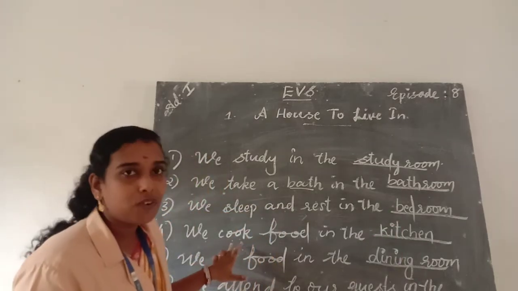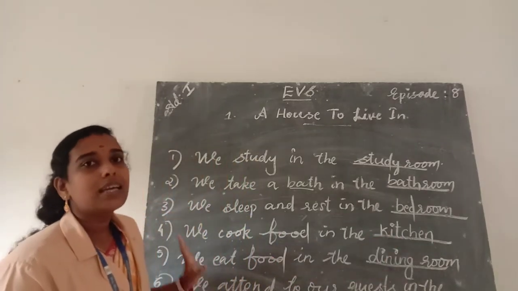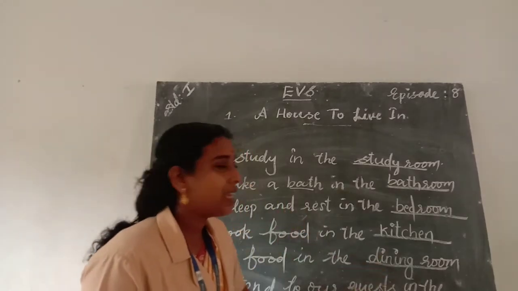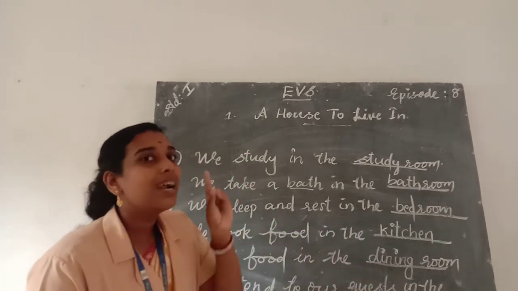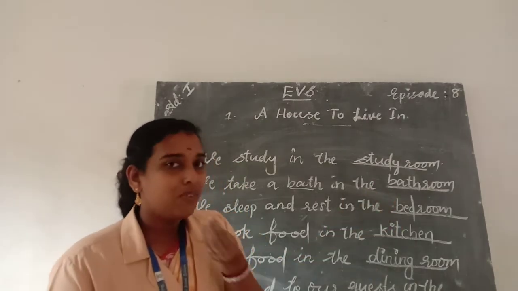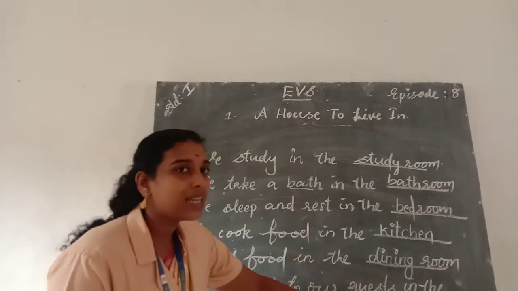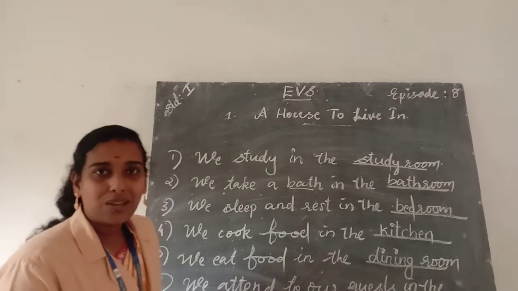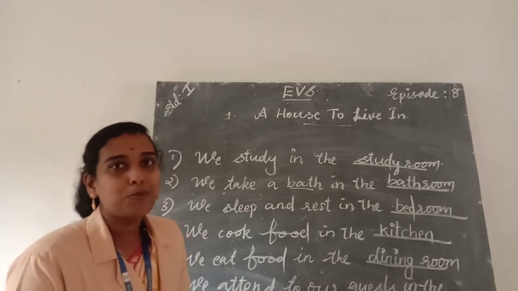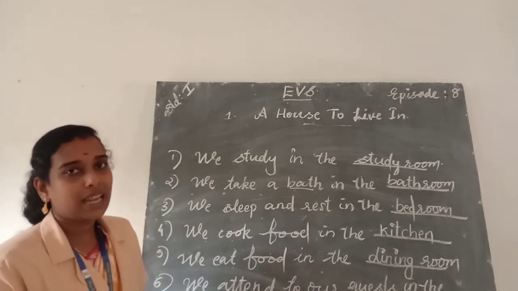And we cook food in the kitchen. And we eat food in the dining room. We attend to our guests in the drawing room. Okay, so these are the different types of rooms in a house.